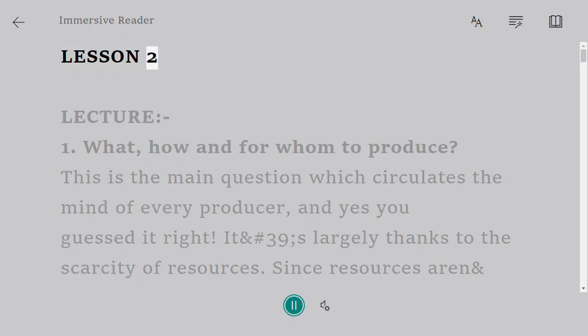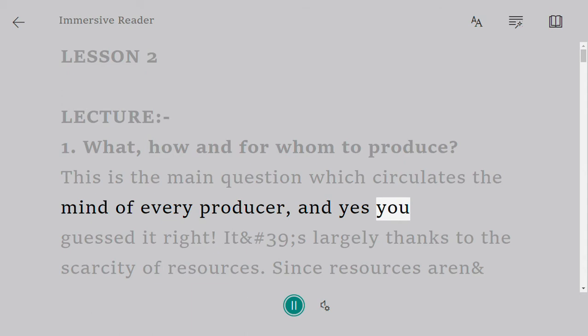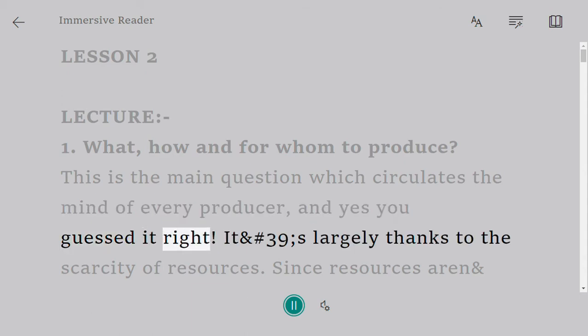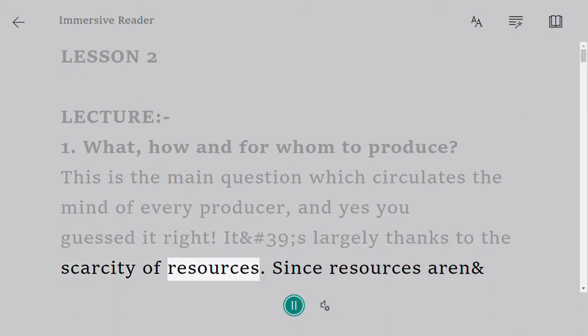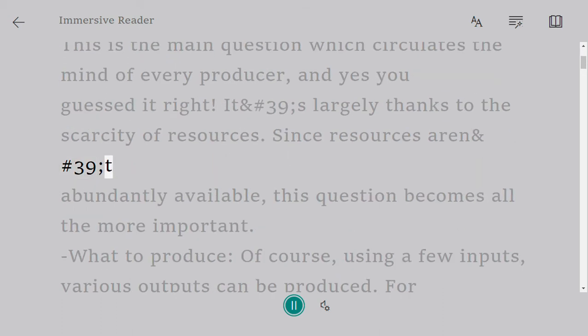Lesson 2. Lecture 1. What, how and for whom to produce. This is the main question which circulates the mind of every producer, and yes, you guessed it right. It exists largely thanks to the scarcity of resources. Since resources aren't abundantly available, this question becomes all the more important.